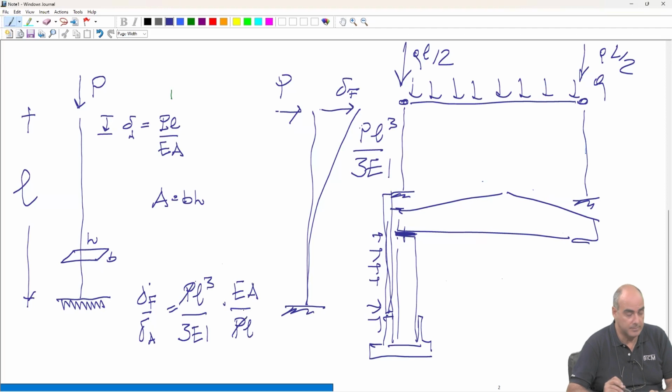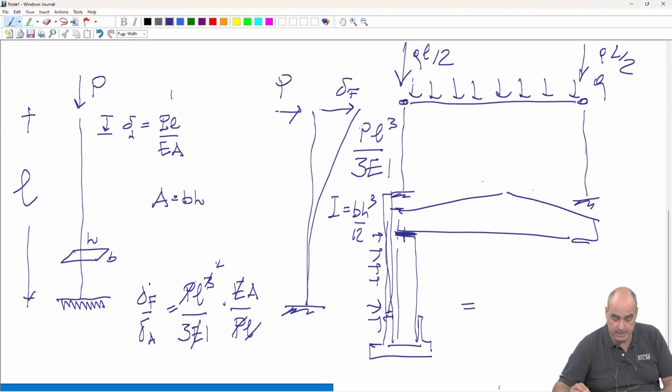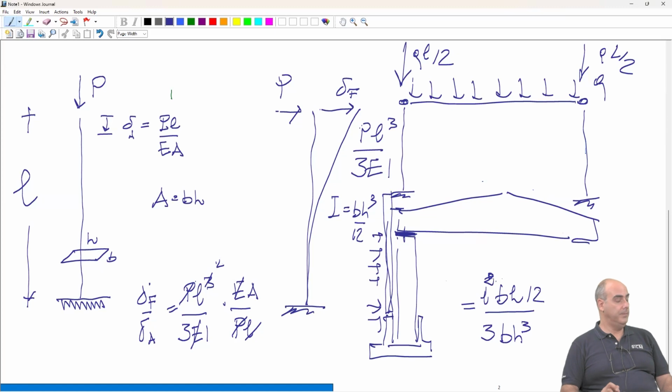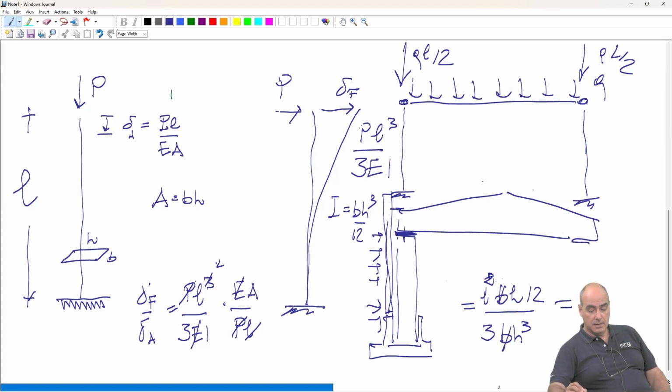So P and P simplify, E and E, they simplify. A is equal to BH, the moment of inertia is BH cubed over 12. So I continue writing here, this is BH divided by 3 BH cube, then we have an L square, and we have a 12 here. So this is 4 L square over H square.